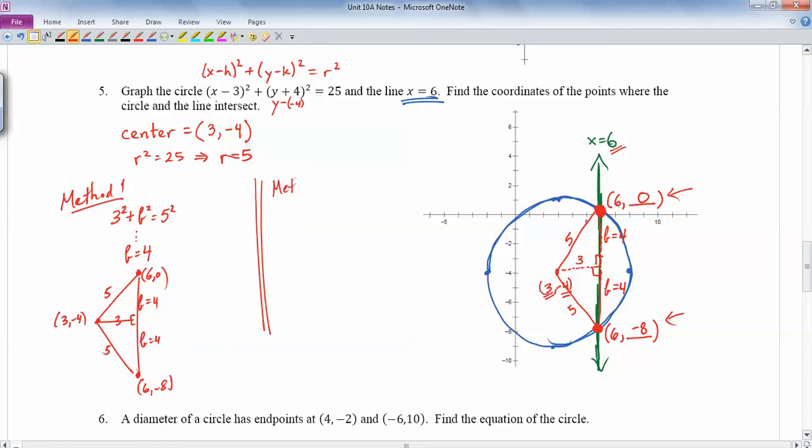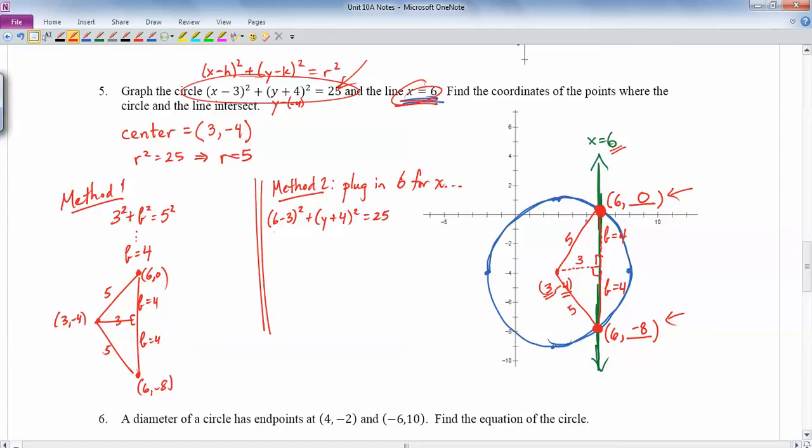Method 2, we have a second method now that we can use because we have the equations. This is the new thing, and it creates a new way of solving this type of problem. If I only care about when x is 6, and I know that the equation of the circle has an x in it, then I can just plug in the 6 for the x. So substitute 6 for x. If I do that, we get (6 − 3)² + (y + 4)² = 25.